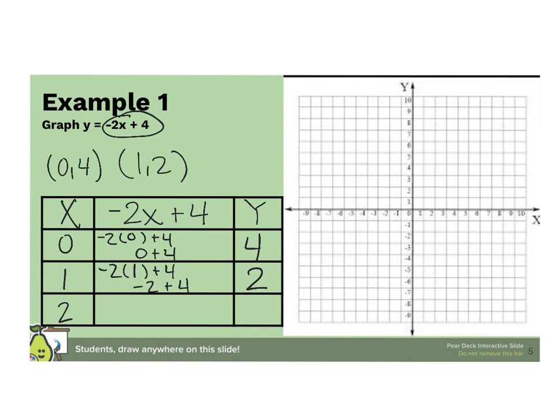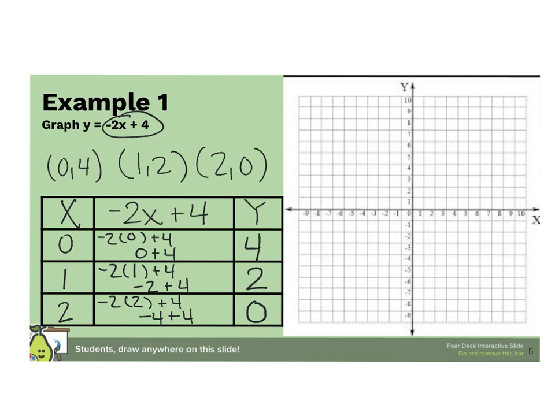And our final one, negative 2 parentheses plus 4, plugging in a positive 2. Negative 2 times positive 2 is negative 4. And then we add 4. Negative 4 plus 4 is 0. So when X is 2, what is Y? It's 0. That's our third ordered pair.